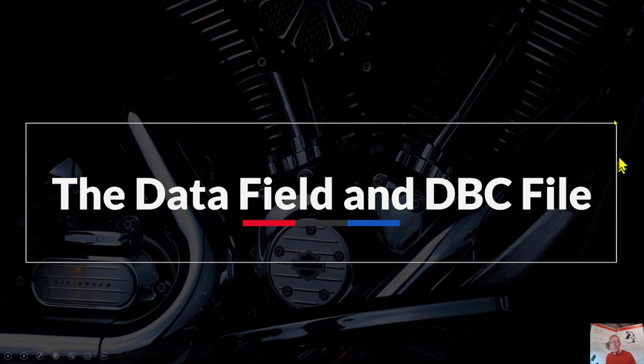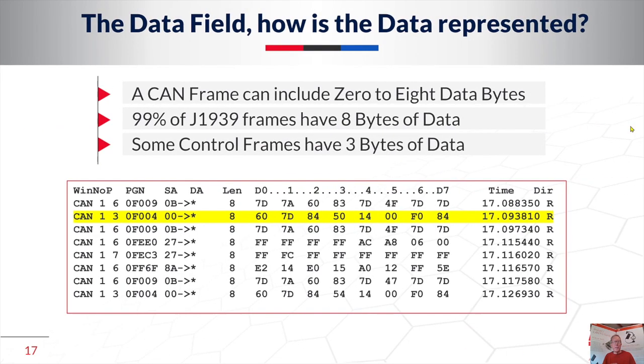I think it's time to take a look at the data and the DBC file and see how the data is transmitted during the data phase of a CAN frame, the J1939 frame. A classic CAN frame can include 0 to 8 data bytes. Most of these by far include 8 data bytes. We saw a control frame and took that apart. That included 3 data bytes. Here are some further examples of 8 data byte frames, classic CAN frames.